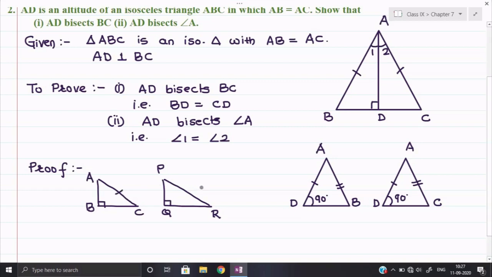So who is the hypotenuse here? AC and PR. How shall we come to know this is the hypotenuse? The side coming in front of the 90 degree angle is called the hypotenuse of a triangle. So AC and PR should be equal. That is the first requirement.